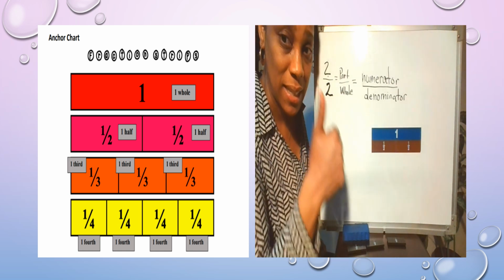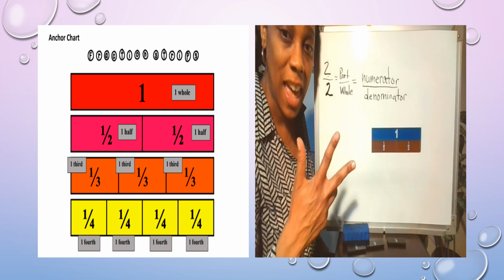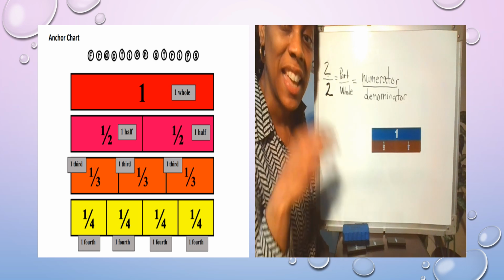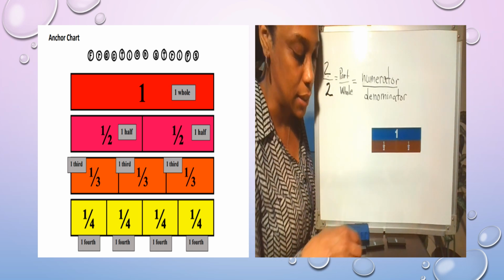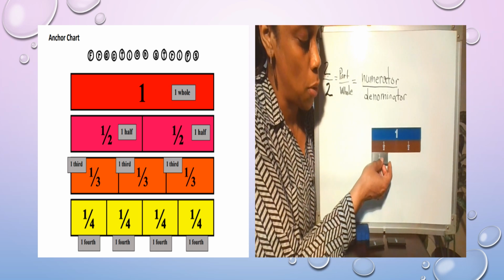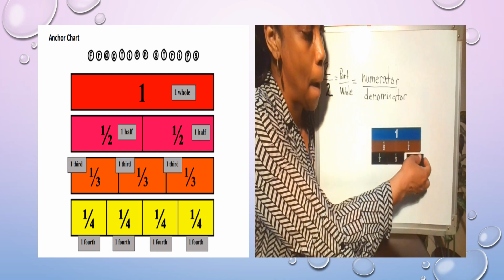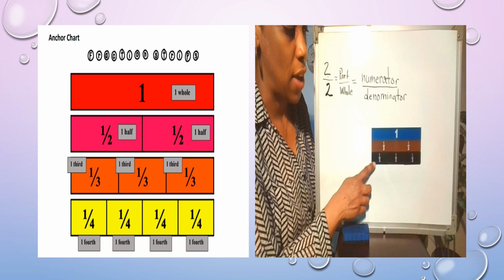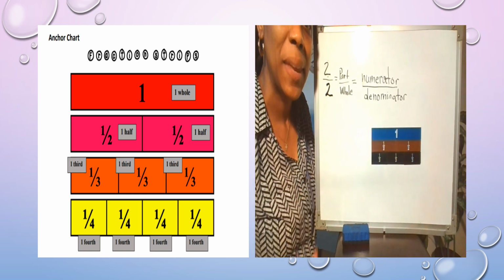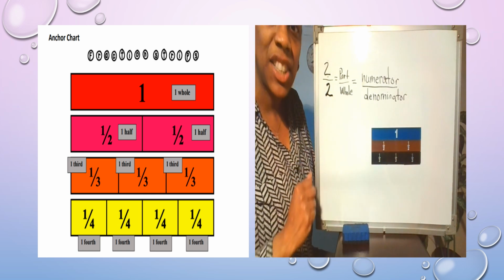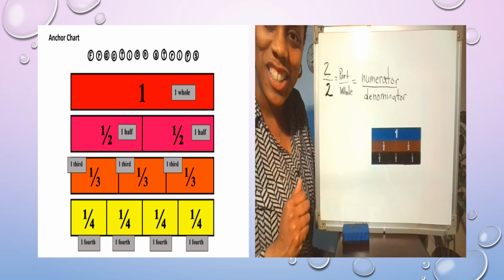Now we have myself, Miss Brooks, and Miss Abraham. So now we have to break it into 3 equal pieces. So here's a piece for Miss Brooks, a piece for Miss Abraham, and a piece for myself. So now I have 1, 2, 3 pieces. Does that change my fraction? It sure does.